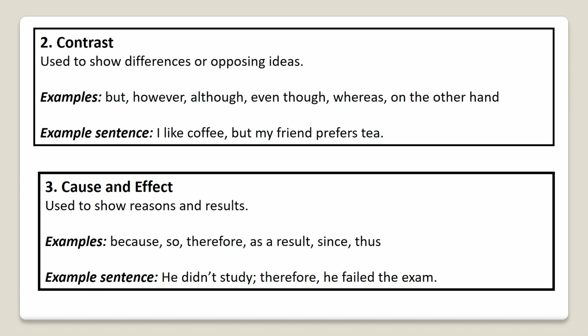For example, I like coffee but my friend prefers tea. Here the word but has been used. So this is making the contrast in the sentence. That's why it is a contrast connecting word. So in this way you can understand how these connecting words are important for sentence structure and for making our writing more clear, making the meaning of that particular sentence more clear and vivid.